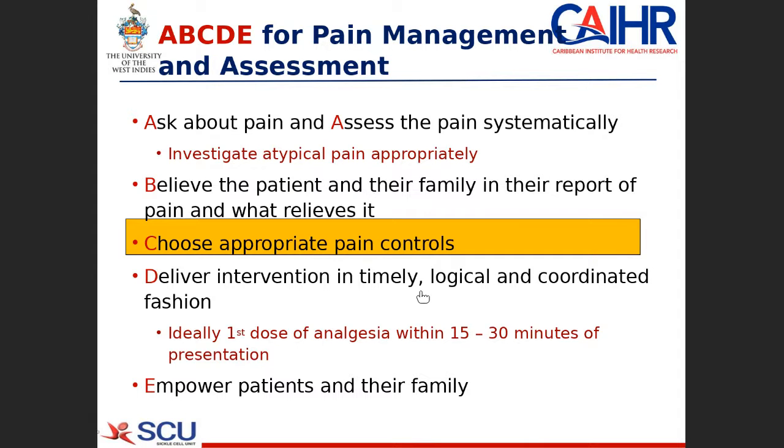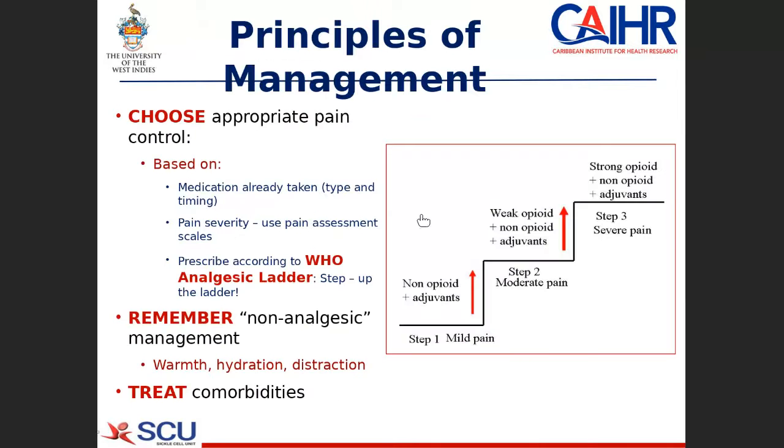Okay, all right. Does anybody want to add anything to that? All right. So basically, your WHO pain ladder is a three-tier ladder. It speaks to mild, moderate, and severe pain. For mild pain, we recommend non-opioids, such as your paracetamol and your NSAIDs, plus or minus adjuvants if needed.